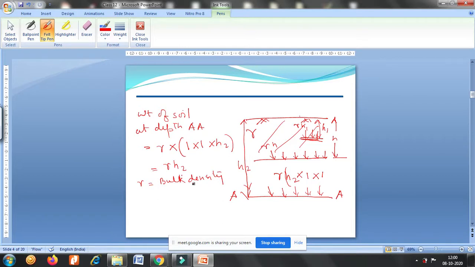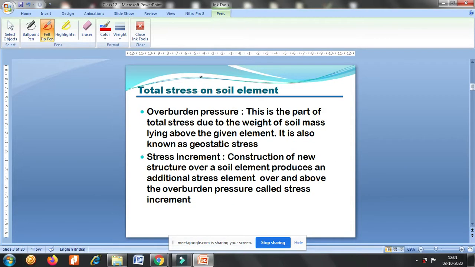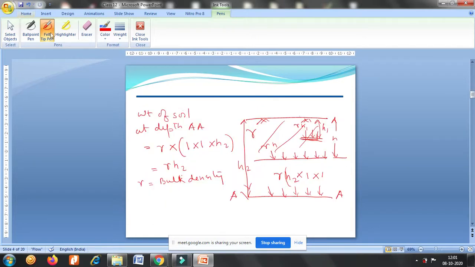That total stress is the stress of the soil mass. One thing you remember, this is the stress given by the soil mass on any section. What is the stress over there? It is nothing but the weight of the soil above the section. So from that we can say that this is the total stress of the soil element. There are two different types of the total stress.